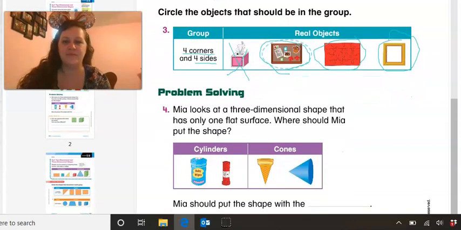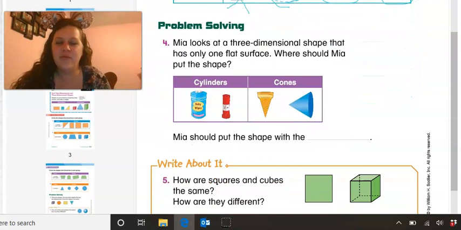That one had 3 objects in it. Number 4. Ooh, Mia, Miss Mia. This has your name in it. Mia looks at a 3-dimensional shape that has only one flat surface. Where should Mia put the shape?